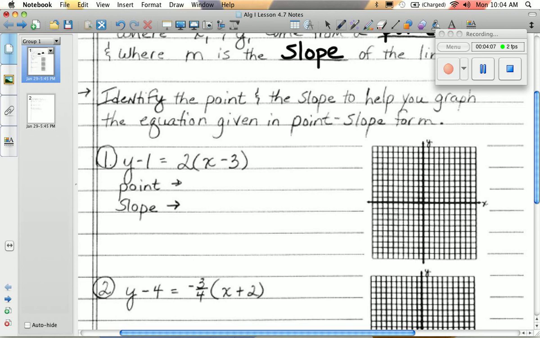So we have the equation y minus 1 equals 2 times, in parentheses, x minus 3. Now notice, in point-slope form, there's subtraction on both sides, isn't there? There's subtraction between the y's and there's subtraction between the x's. Does this look like point-slope form? Y minus 1 equals 2 times x minus 3. Well, let's put that point-slope form up above it. Y minus y sub 1 equals m times x minus x sub 1. Are you sure it doesn't look like point-slope form?